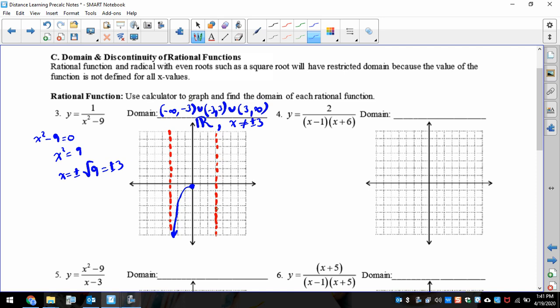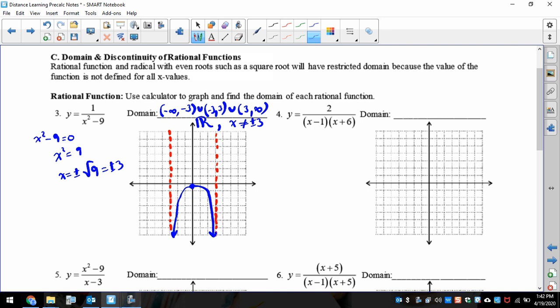Now let's check over here to the left of this vertical asymptote at 3. So we'll plug in 2, and again, I get negative. So I get a negative number, -1/5, so it's going to be going like this.